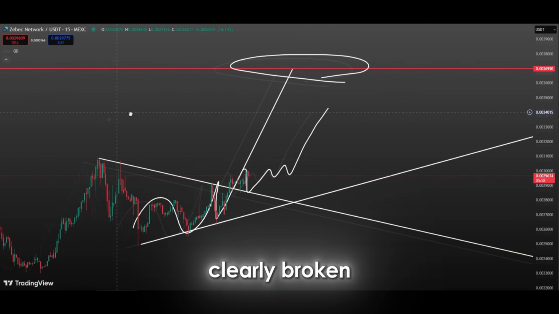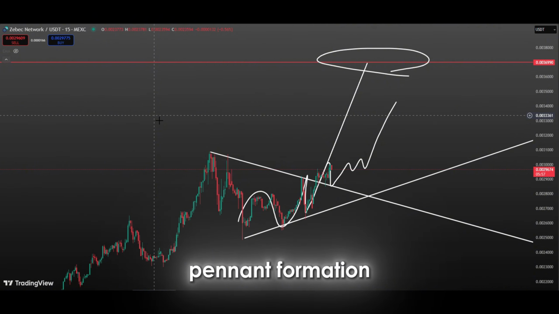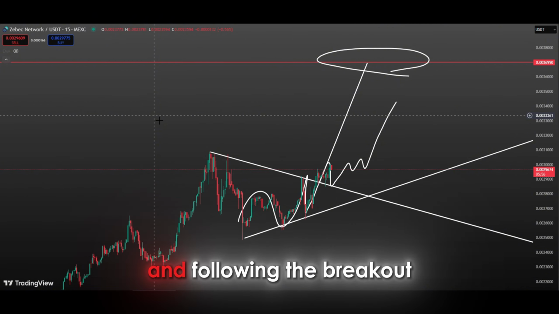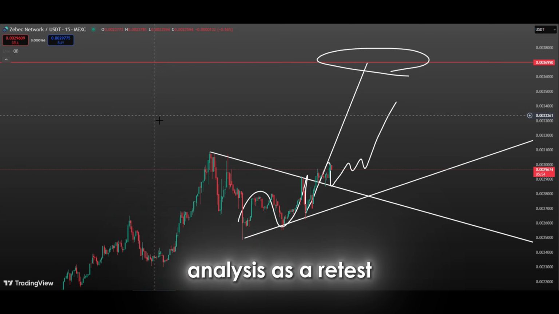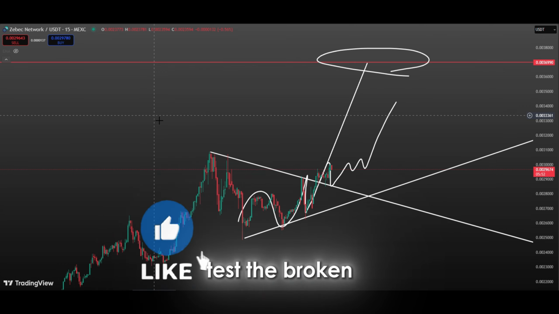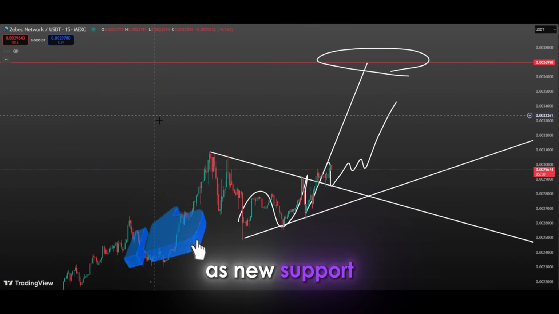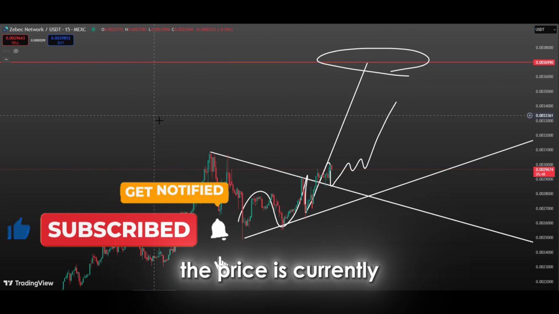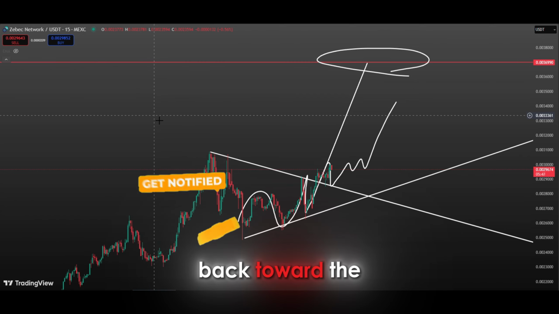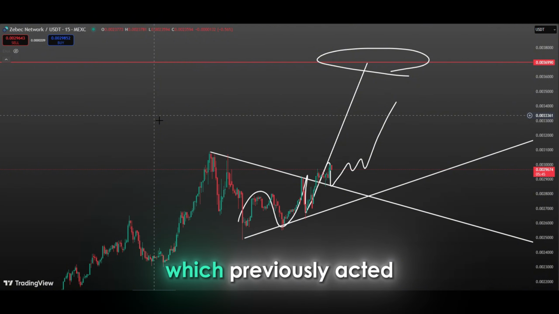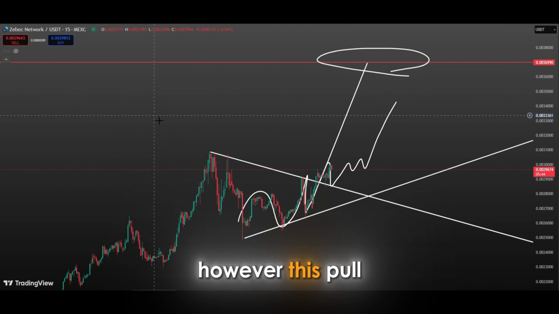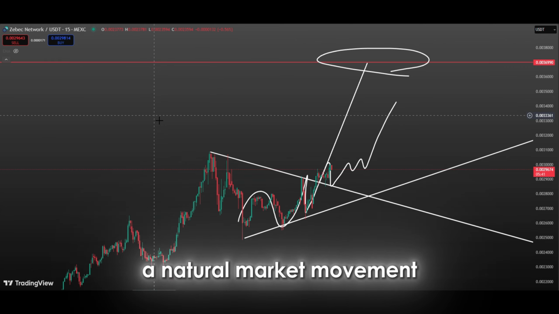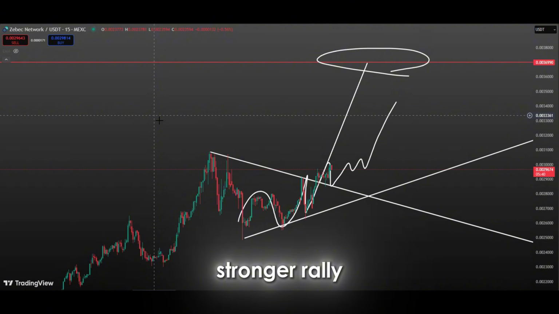Currently, the price has clearly broken above the upper boundary of the pennant formation, and following the breakout, it has entered a phase known in technical analysis as a retest. This retest move involves the price pulling back to test the broken resistance level as new support and is generally seen as a sign of a healthy uptrend. In other words, the price is currently experiencing a pullback toward the upper boundary of the pennant, which previously acted as resistance. However, this pullback is not a sign of weakness. Rather, it represents a natural market movement that lays the foundation for a stronger rally.